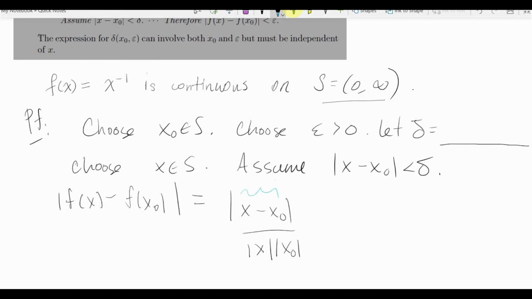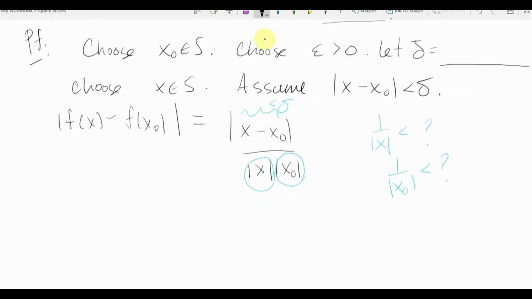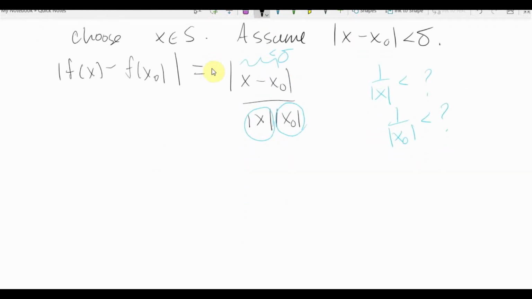We only know that this numerator is less than delta, but as of yet we don't know anything about the factors in the denominator. So I need to bound 1 over x by something, and I also need to bound 1 over x naught by something. That's basically what this proof boils down to: finding bounds on these terms in the denominator that make this entire thing less than epsilon. I'll show you what that looks like as soon as I get those bounds.